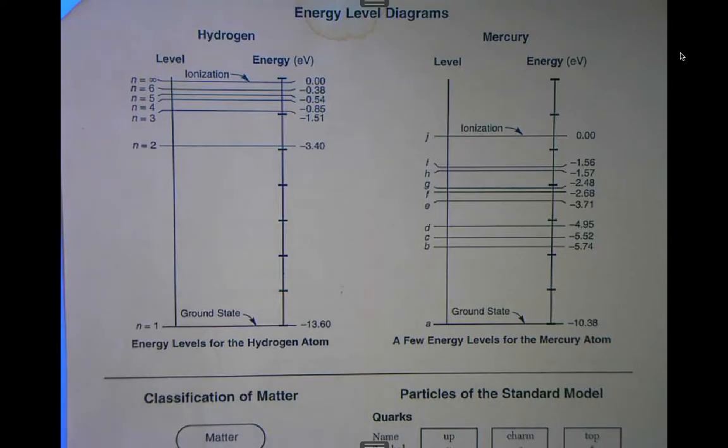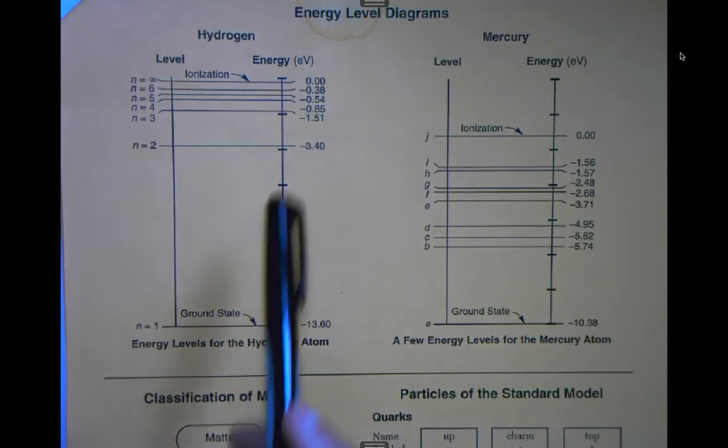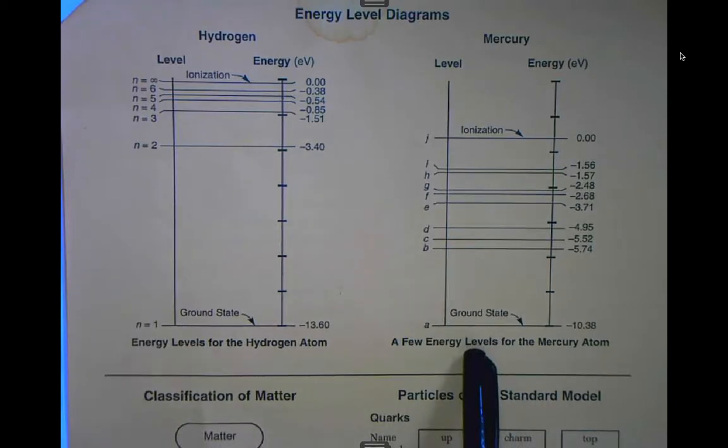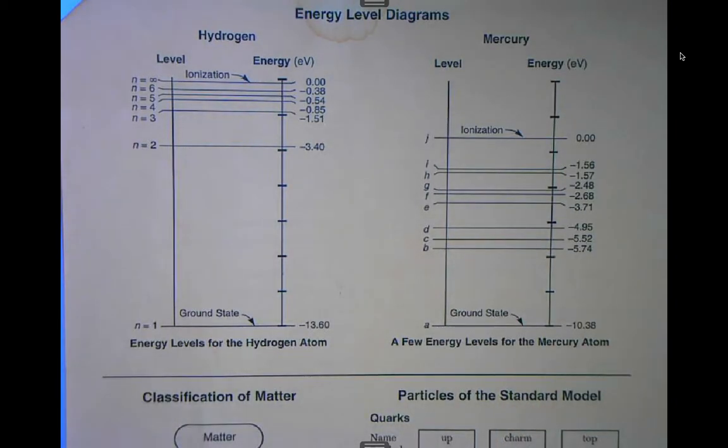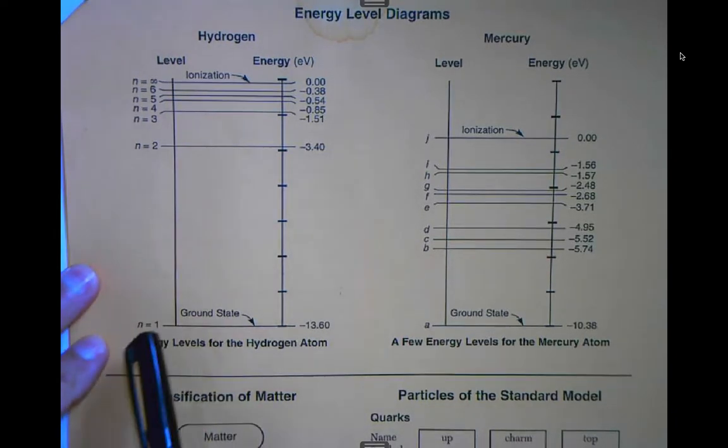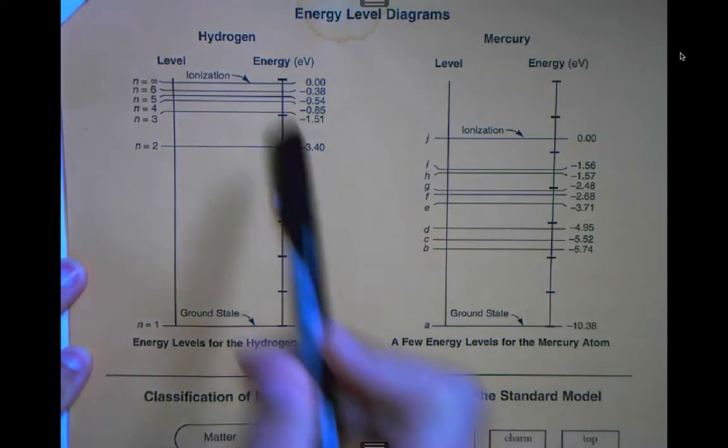All right, I'd like to take a look at these energy level diagrams that are in your reference table. So you'll notice you have two diagrams. You have hydrogen on the left and you have mercury on the right. So anytime you see an energy level question, you want to make sure that you're reading the correct diagram, hydrogen or mercury. Okay? So this is something that we looked at in the PowerPoint.